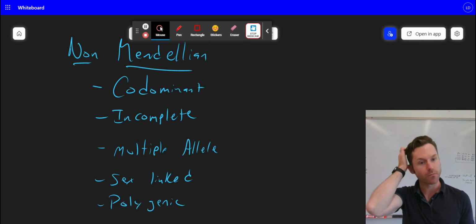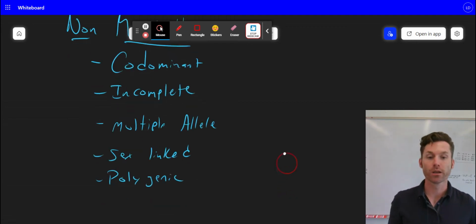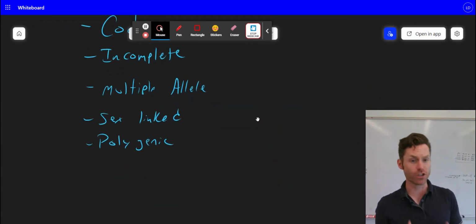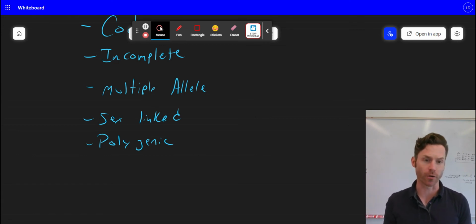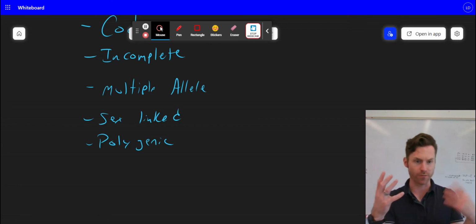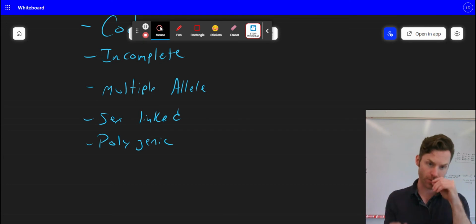Multiple allele is simply that there's more than two alleles for that gene. That's it. 3 alleles, 4 alleles, 5 alleles, 142 alleles, more than 2 alleles. Sex-linked is that the gene that we're looking at is on either the X or the Y chromosome, the 23rd chromosome, the sex chromosome. That impacts inheritance patterns because males and females have different sets. Right? It's what's called allosomal chromosomes. They're not the same as one another.